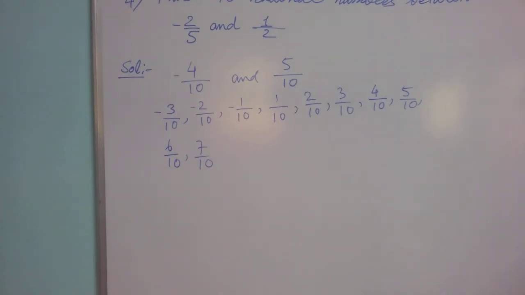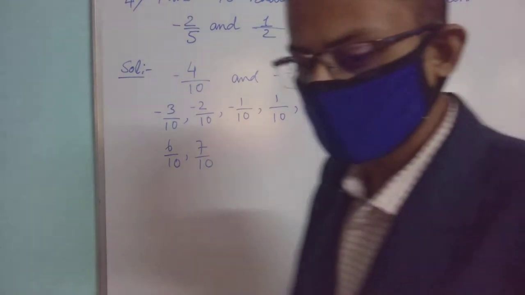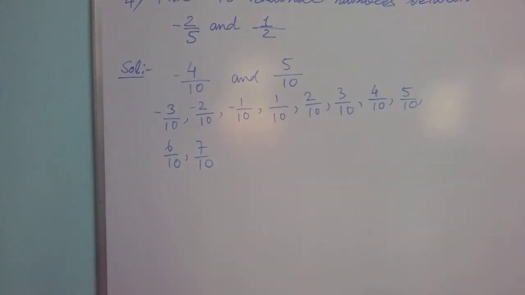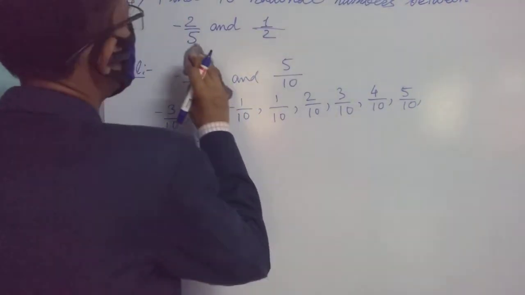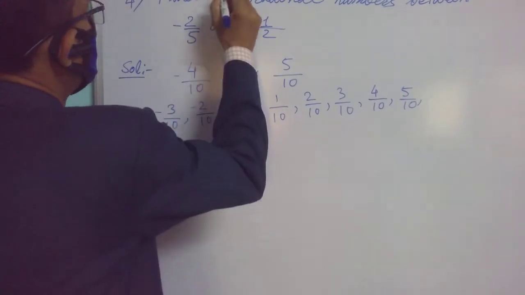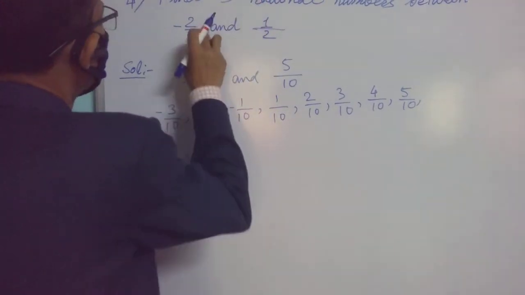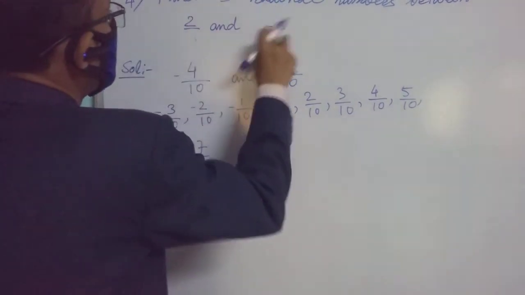Next, find 5 rational numbers between 2/3 and 4/5.